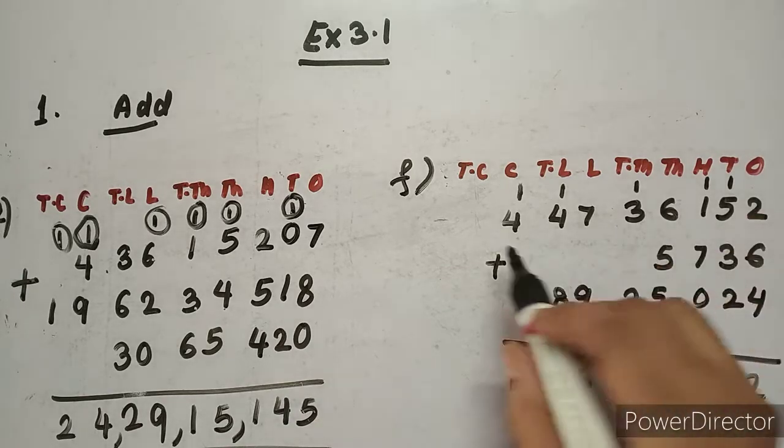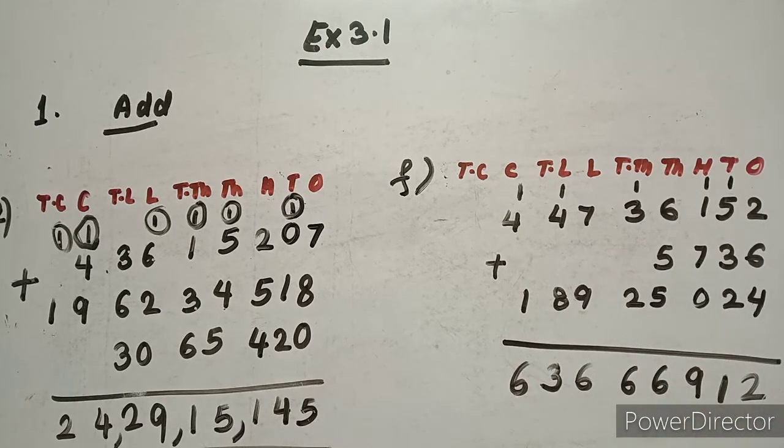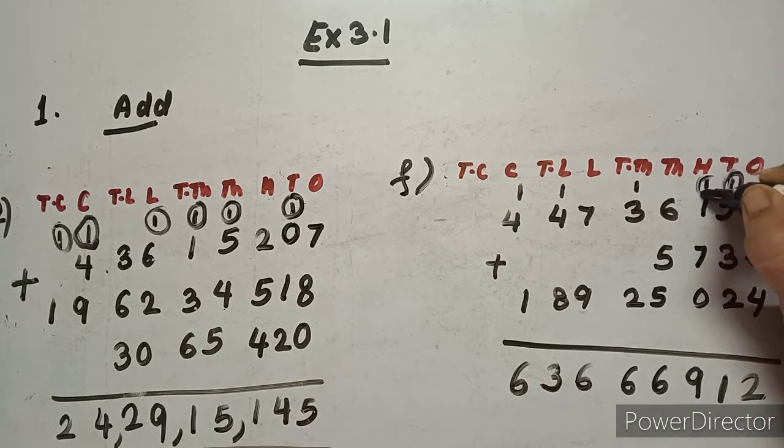Here again you have to arrange the numbers in order of the places. So you can see I have again arranged the numbers in the places accordingly. Then I have started my addition from the ones place, that is 2 plus 6 is 8, 8 plus 4 is 12. So 2 down, 1 up as carry. Then again 5 plus 1 is 6, 6 plus 3 is 9, 9 plus 2 is 11. So again 1 down, 1 up.